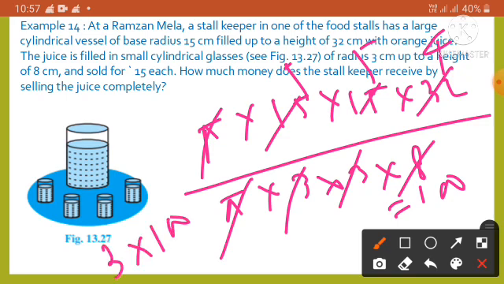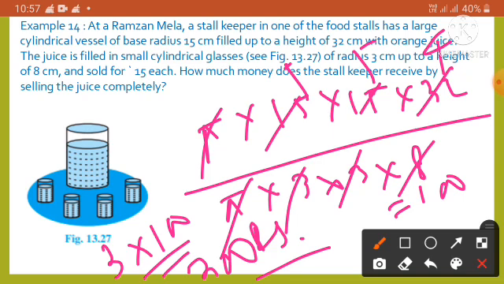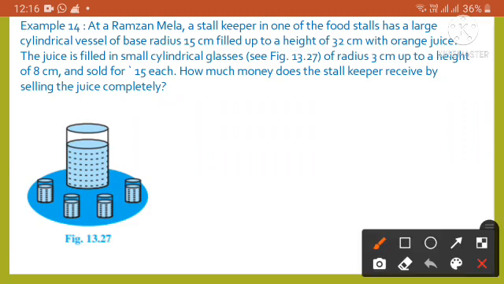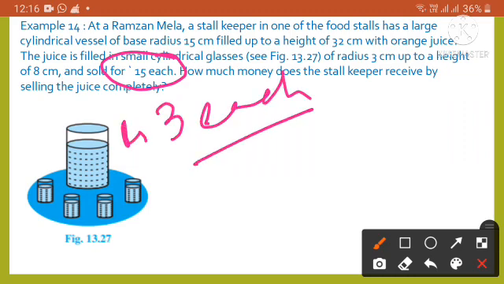Therefore the amount received by the stall keeper will be 3 into 100, because each is sold for rupees 3, so the total will be 300 rupees. So the stall keeper receives 300 rupees by selling the juice completely. Here in this question, it is 3 rupees each, it is not 15.